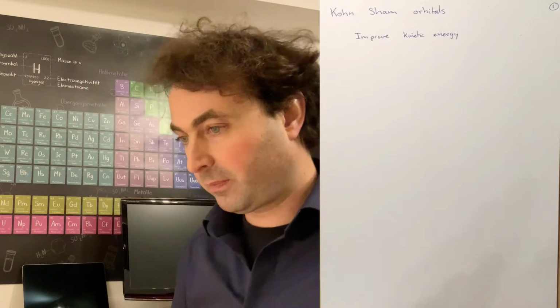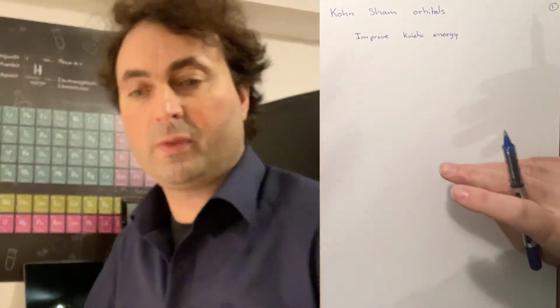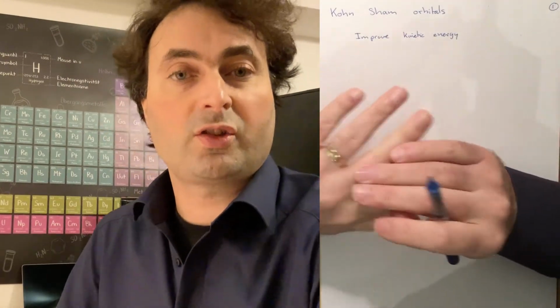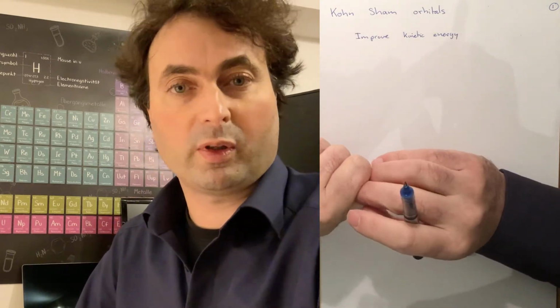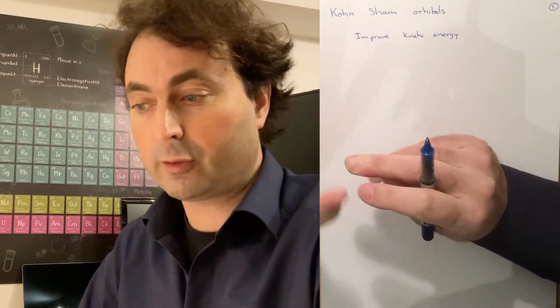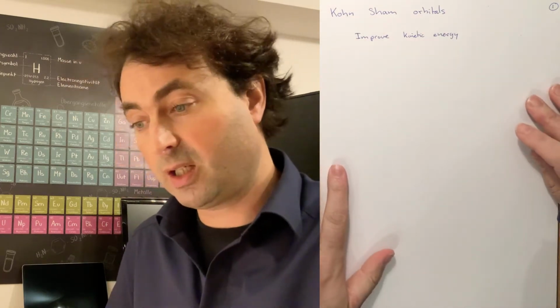In this lecture I want to talk about Kohn-Sham orbitals and how we can use them to improve the calculation of the kinetic energy within density functional theory. So we have seen that we can calculate the potential energy completely from the density, that for the Coulomb repulsion we at least can do the direct term. We still have to talk about the exchange.